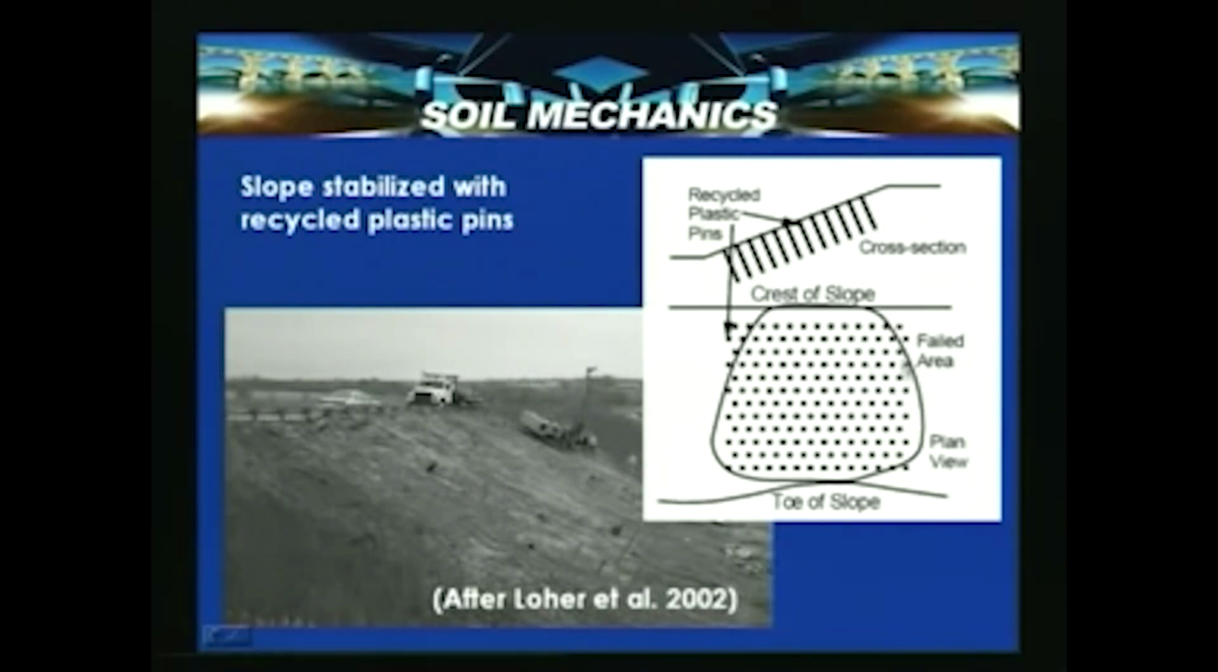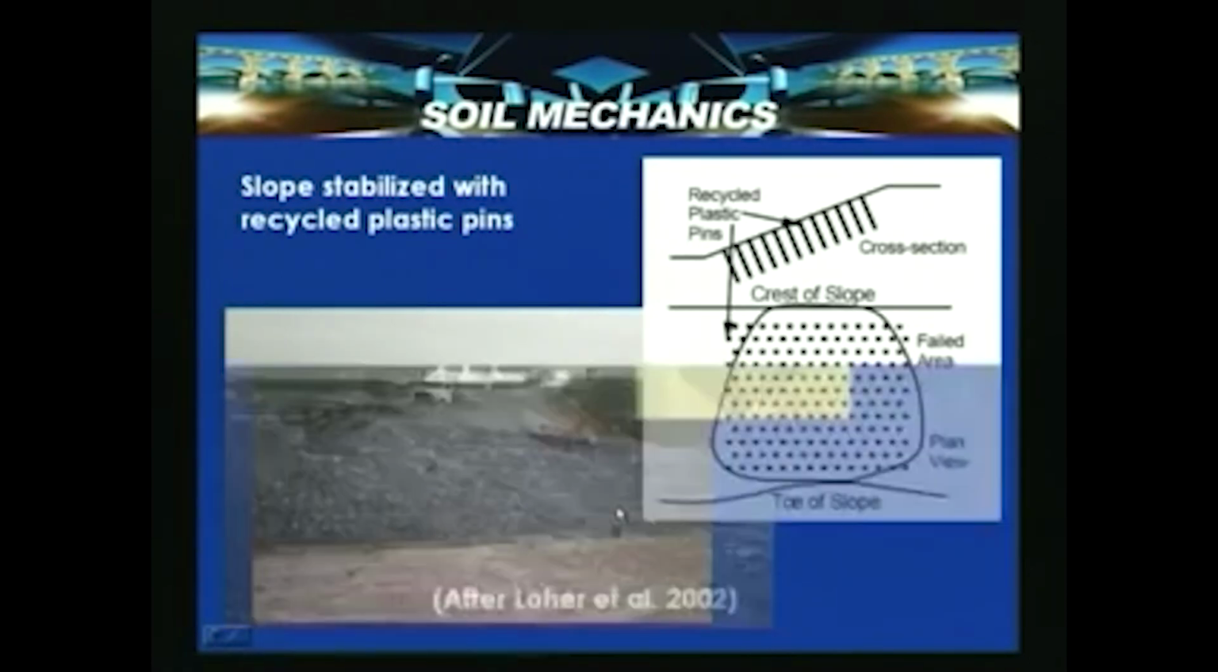So, the cross section is shown with a failed area. The entire area is strengthened to prevent slope failure. After installation of this, the slope was stabilized, and you can see the improvement reflected in this particular slide.